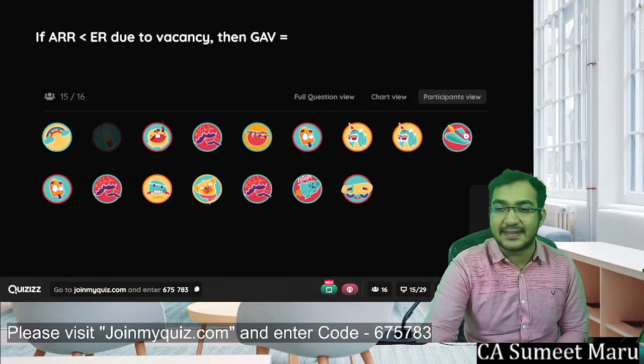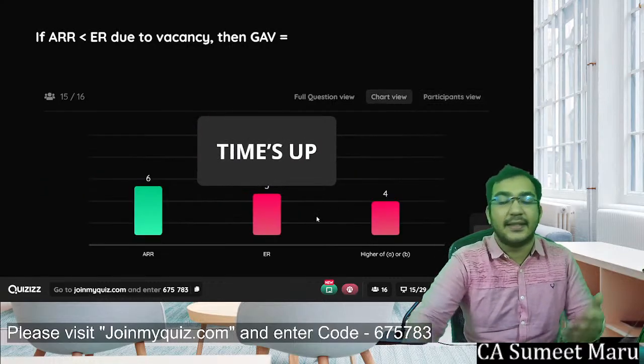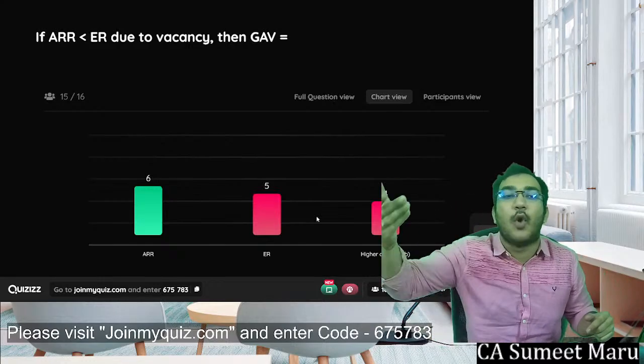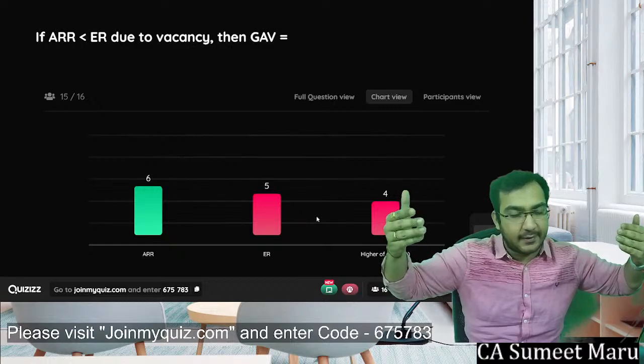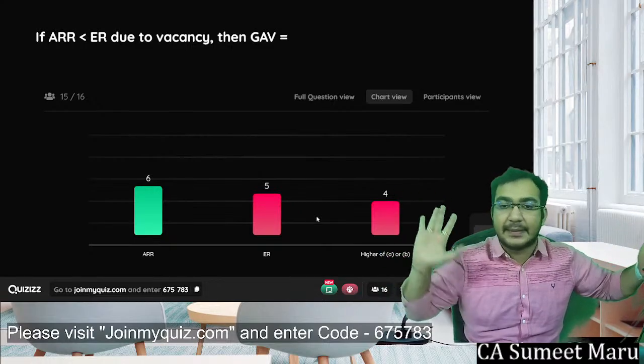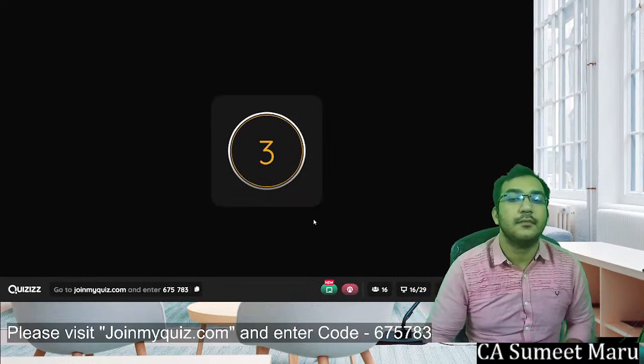Very good, everyone has answered this. And the right answer is actual rent. See, here it is said that actual rent plus vacancy loss is more than expected rent. So actual rent is going to be your GAV. Very simple. Next question.